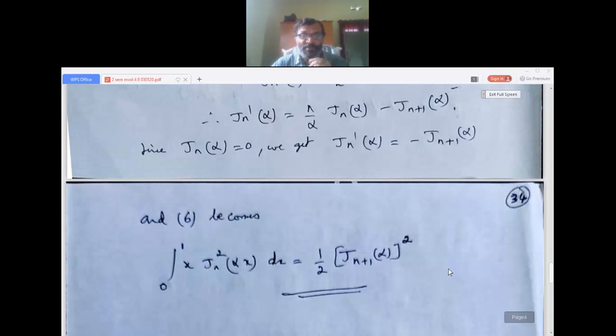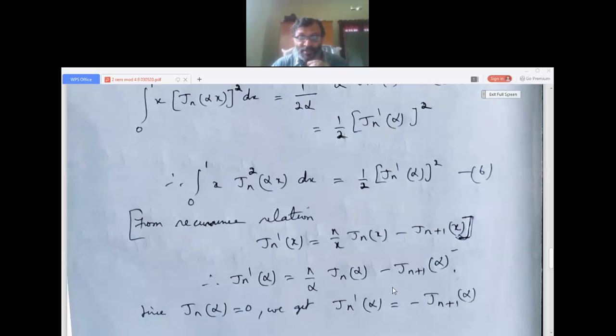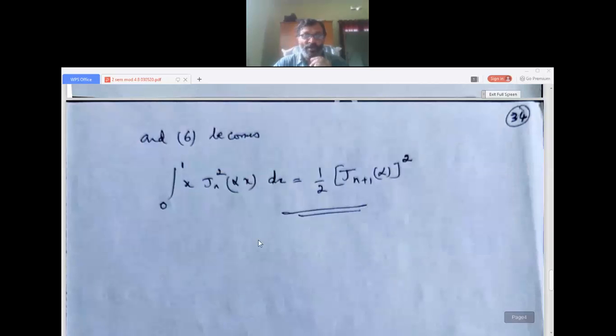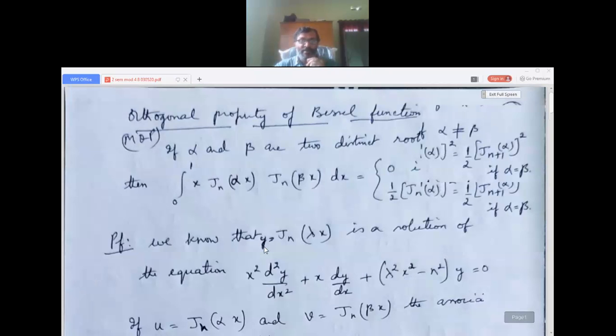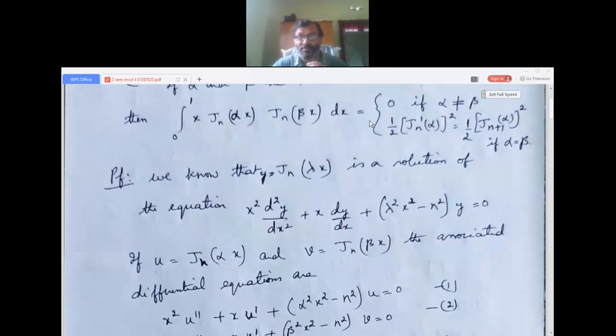So 6 becomes now very clearly the integral from 0 to 1 of x Jn squared of alpha x dx, where Jn dash of alpha is nothing but minus Jn plus 1 of alpha. So it will be Jn plus 1 of alpha squared. So this is the derivation when alpha equals beta. So this is called the orthogonal property of Bessel functions. And in the model question paper, they have asked only the first part.